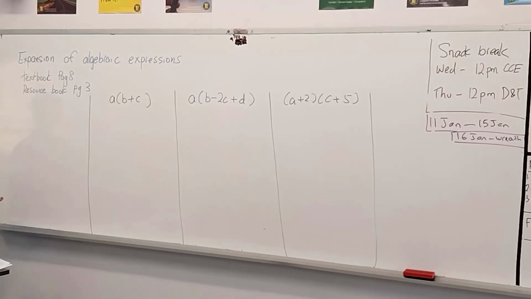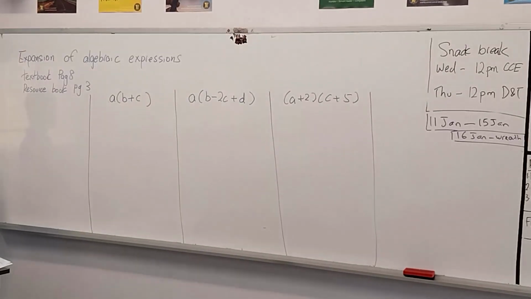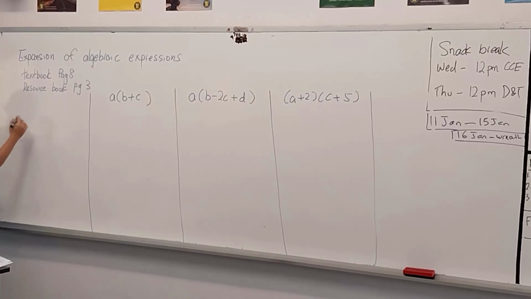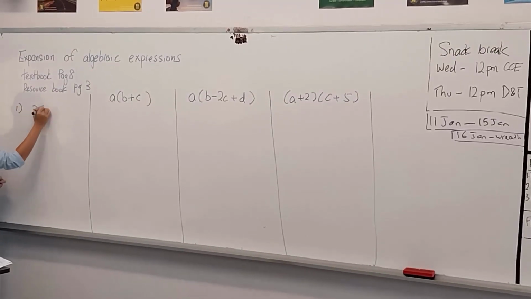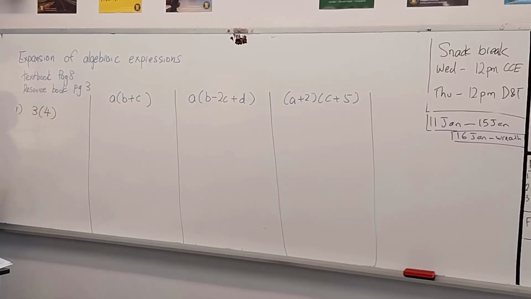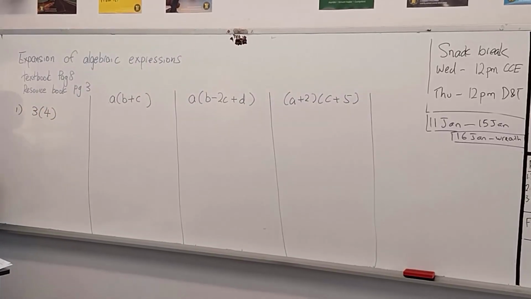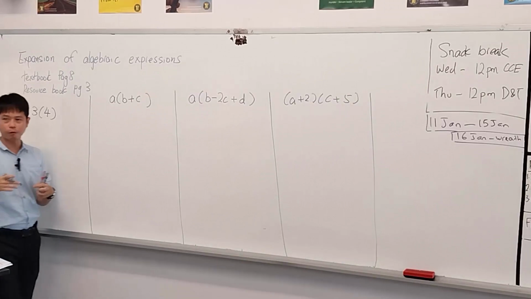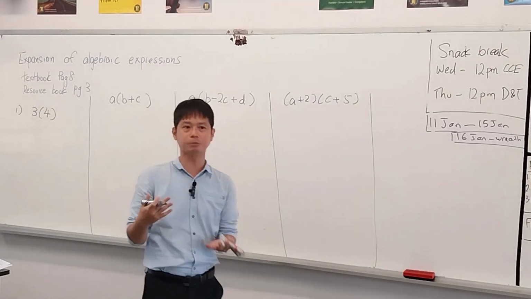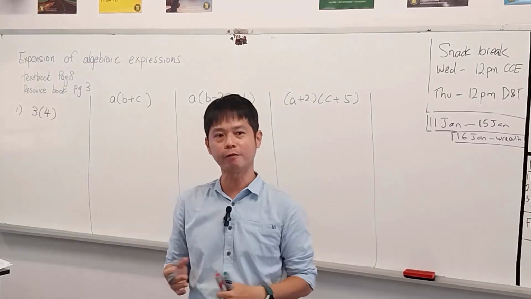Okay, so today we are going to do expansion of algebraic expressions. So why must we learn how to do the expansion of algebraic expressions? Now for simple mathematics questions like this, let's say we have 3 and a 4 here, and there's a bracket. What is the operation between 3 and 4? Is it plus, minus, times, or divide? What type of operation do we have?